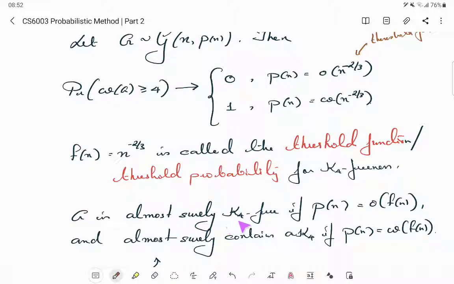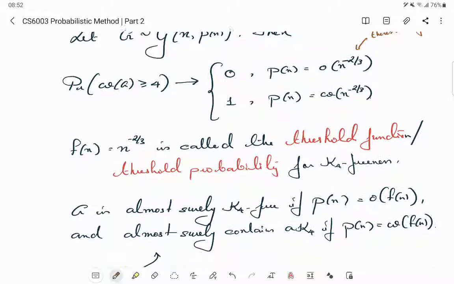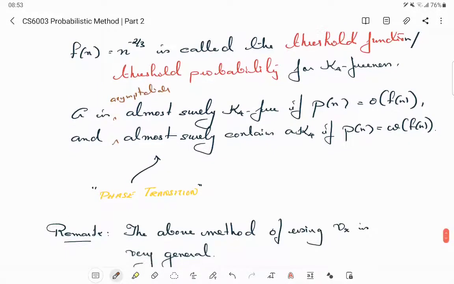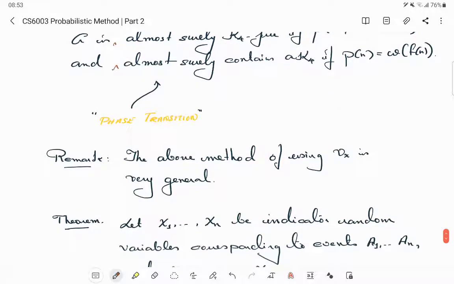Okay, so G is almost surely K4 free if p(n) is below the threshold, and almost surely contains a K4 if it is above the threshold. I should have actually said asymptotically almost surely in both places. Yeah, and this is the phase transition.